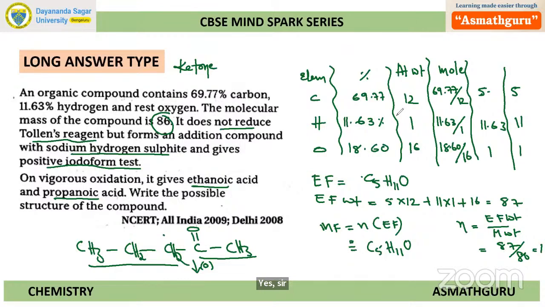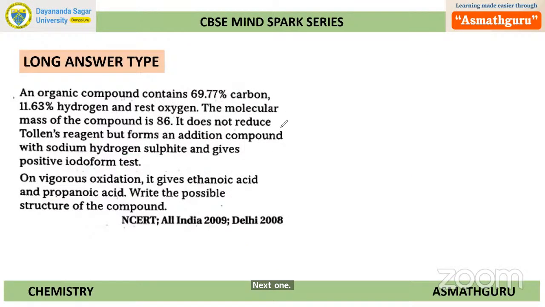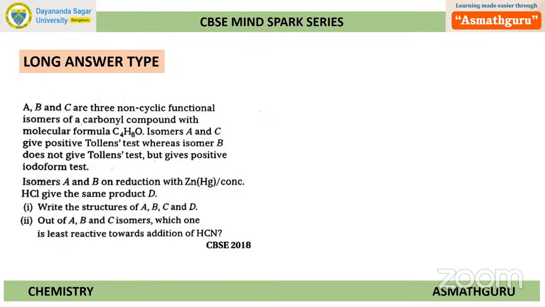Next one. These are long answer questions, like A, B, and C are 3 non-cyclic functional isomers. Please read it and tell me what may be the answer.